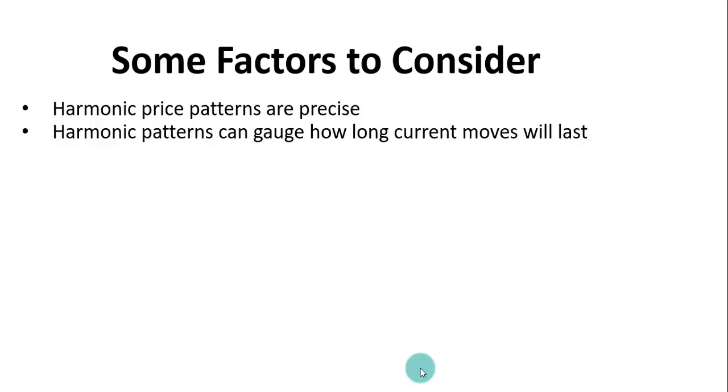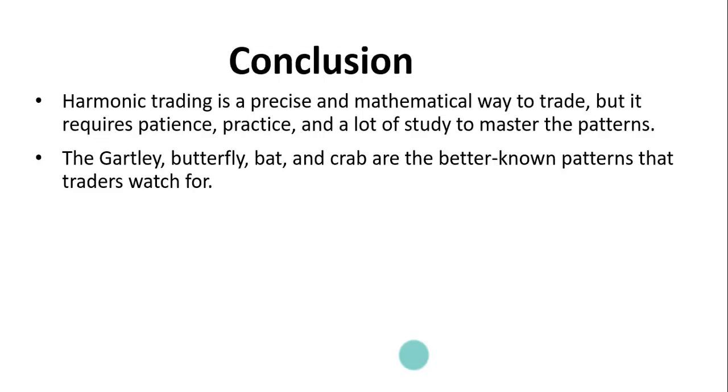Secondly, harmonic patterns can gauge how long current moves will last, but they can also be used to isolate reversal points. The danger occurs when a trader takes a position in the reversal area and the pattern fails. When this happens, the trader can be caught in a trade where the trend rapidly extends against him. Therefore, as with all trading strategy, risk must be controlled. So those are the two factors we need to consider.